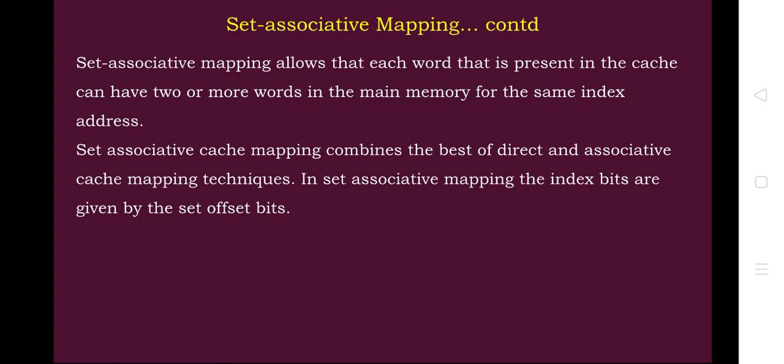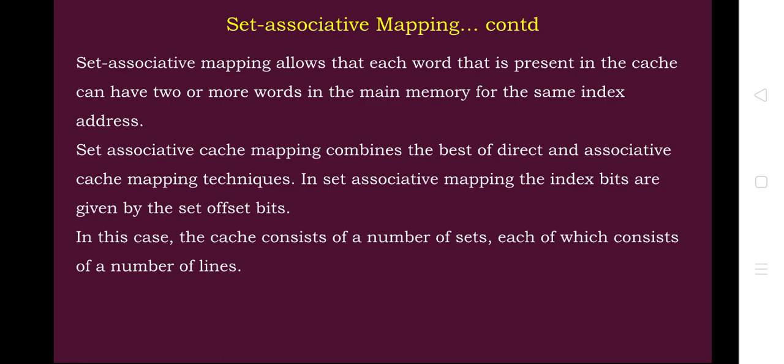In set associative mapping, the index bits are given by the set offset bits. What is an offset? For example, I am accessing the first element of an array. Now I want to access the 10th element. The address of the first element plus 10 gives the address of the 10th element. That 10 is called an offset: how much you are going to skip, how far we are going to move. So in set associative mapping, the index is created by the given offset bits.